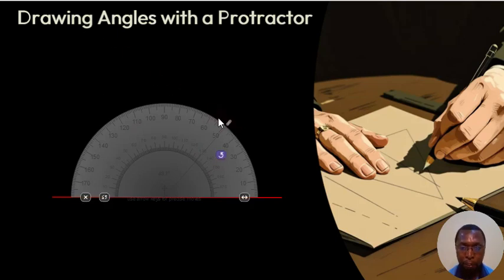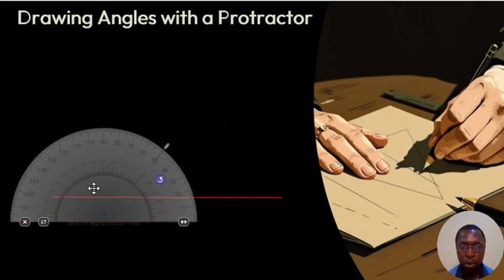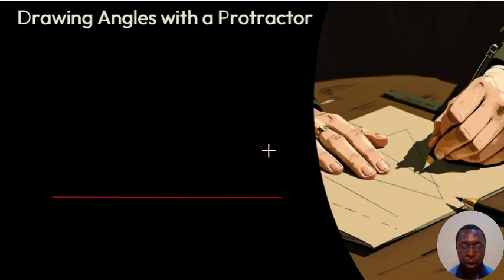Then I can now get my pencil. Make sure you locate it correctly. Then if you have gotten angle 50 degrees, you get your pencil and put a dot there. So you locate a dot there. When you have done that, then you remove your protractor.